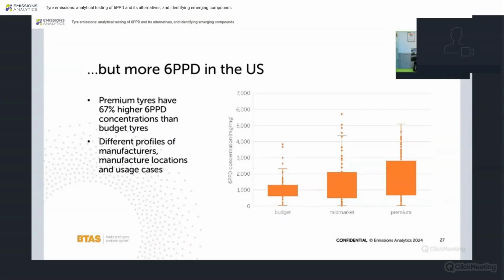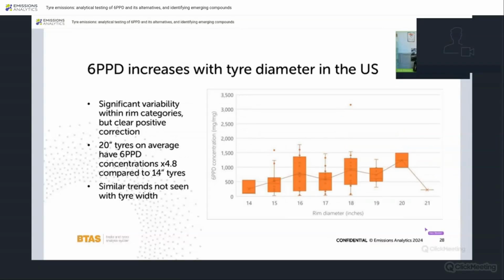But if we look at the same question within the United States, we find exactly the opposite pattern. In fact, premium tyres have 67% higher 6PPD concentration than budget tyres. But again, you can see very wide variation. So there are some systematic trends by market segment and price, but also very significant variability within those.